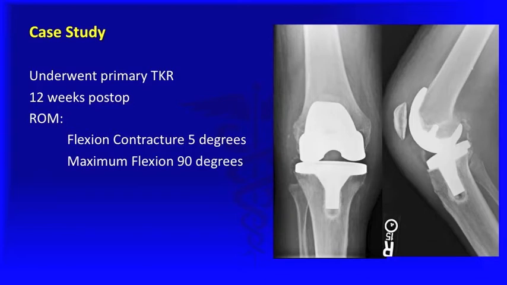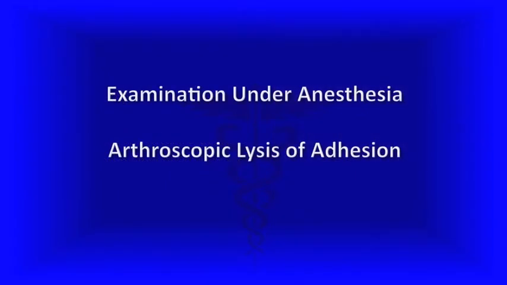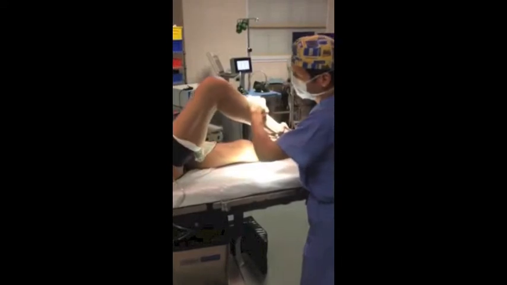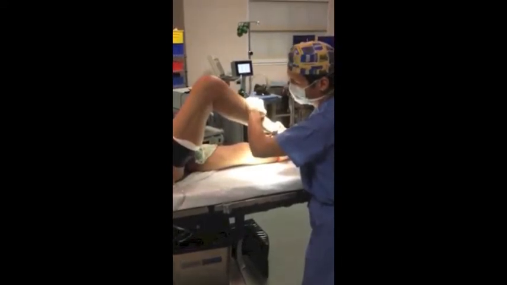He underwent a primary cruciate retaining total knee arthroplasty, but by 12 weeks post-op, he had a flexion contracture to 5 degrees and maximum flexion to 90 degrees. He was taken to the OR for arthroscopic lysis of adhesions. The examination under anesthesia confirmed range of motion could not be achieved beyond 90 degrees.